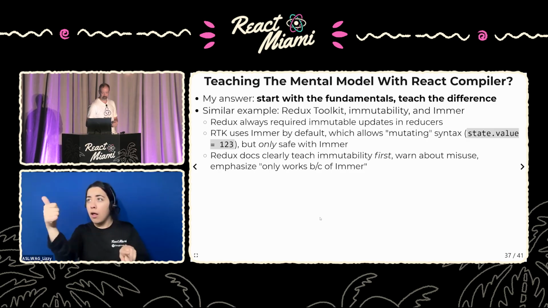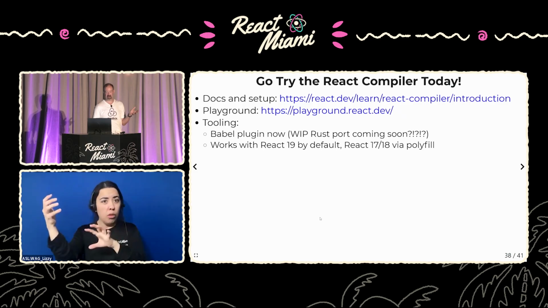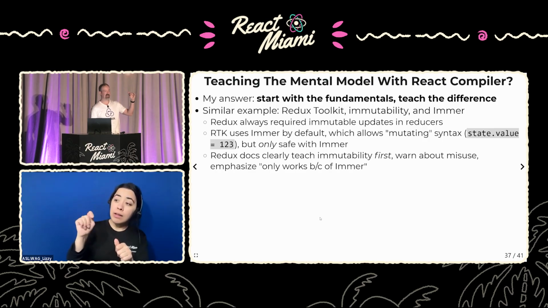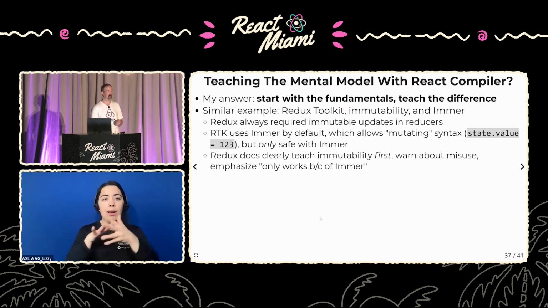So to me, the answer is do the same thing with the React compiler. Start with the fundamentals, understand how React works, then you can put the extra abstraction layer on top of this and understand that it's doing this extra work for you.